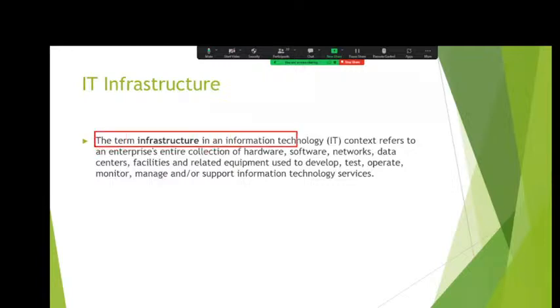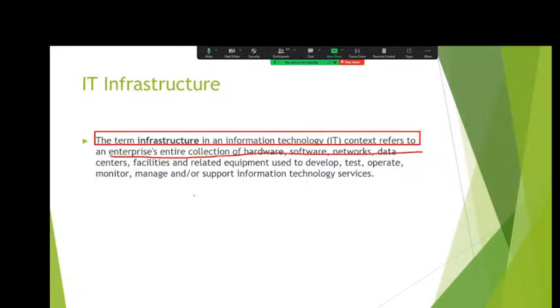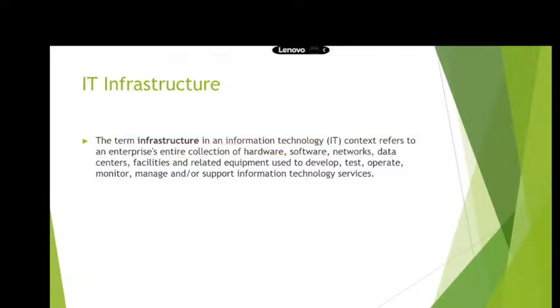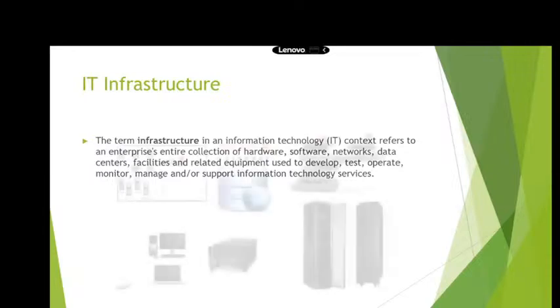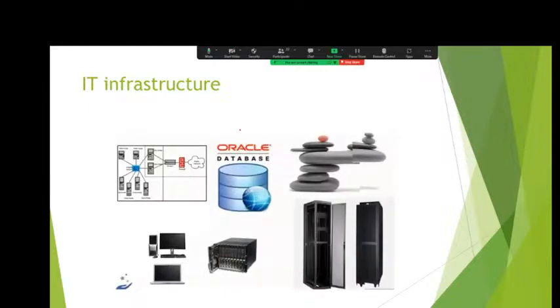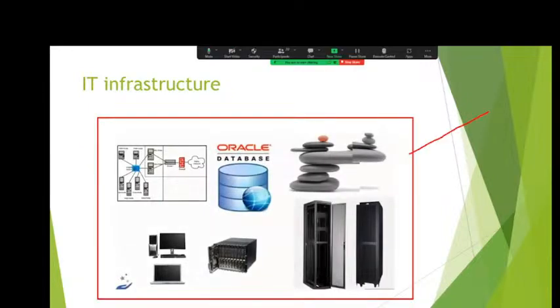This is the exact definition of IT infrastructure. The term infrastructure in information technology refers to a collection of hardware, software, switches, network, and load balancer. Now, to maintain our own IT infrastructure, we require one DC. What is the DC? Data center. If we go to TCS, Cognizant, Wipro, Accenture, any company in the world, they have their own data center.